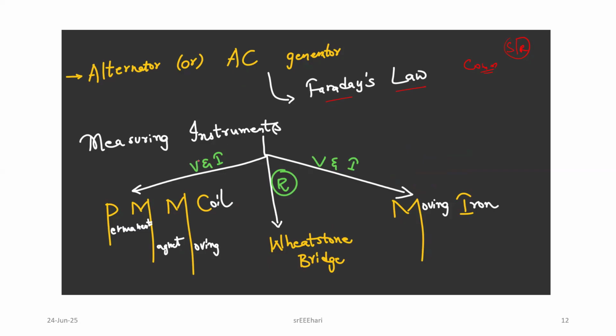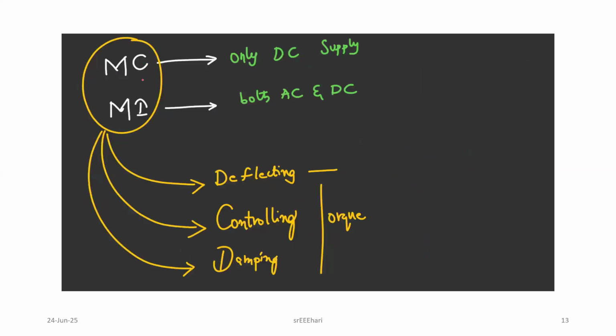Measuring instruments: in order to measure voltage and current, we have two categories, PMMC and moving iron. And in order to measure resistance, we have the Wheatstone bridge. PMMC is only used for DC supply, whereas MI we can use for both AC as well as DC.